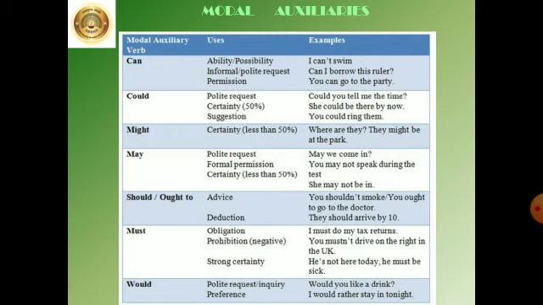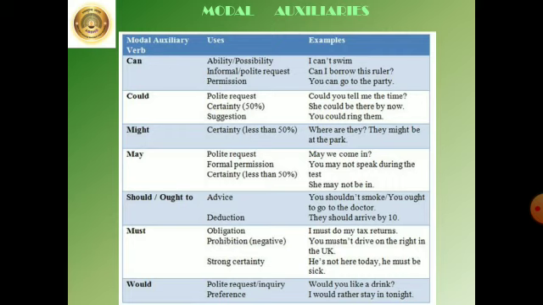Then could: request, certainty and suggestion. Could, repeat: request, certainty and suggestion. Here are the examples. Could you tell me the time? It's a request. She could be there by now. So it's certainty, meaning we are not sure about it. Then next is suggestion: You could ring them. It's a suggestion. So could has 3 functions or uses.